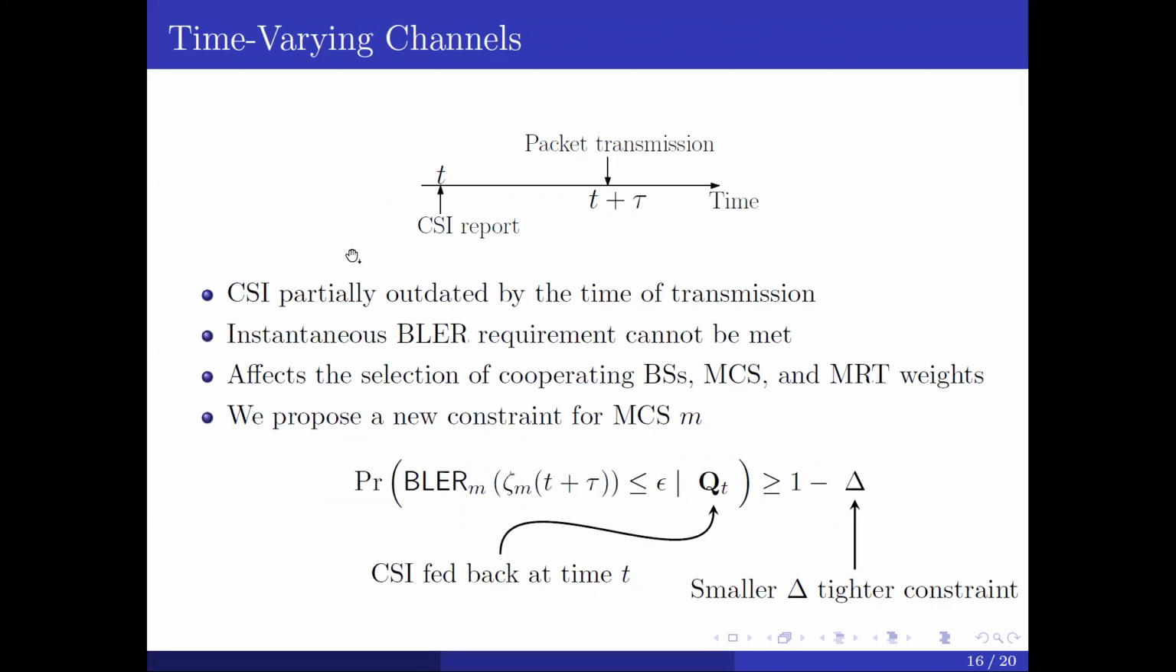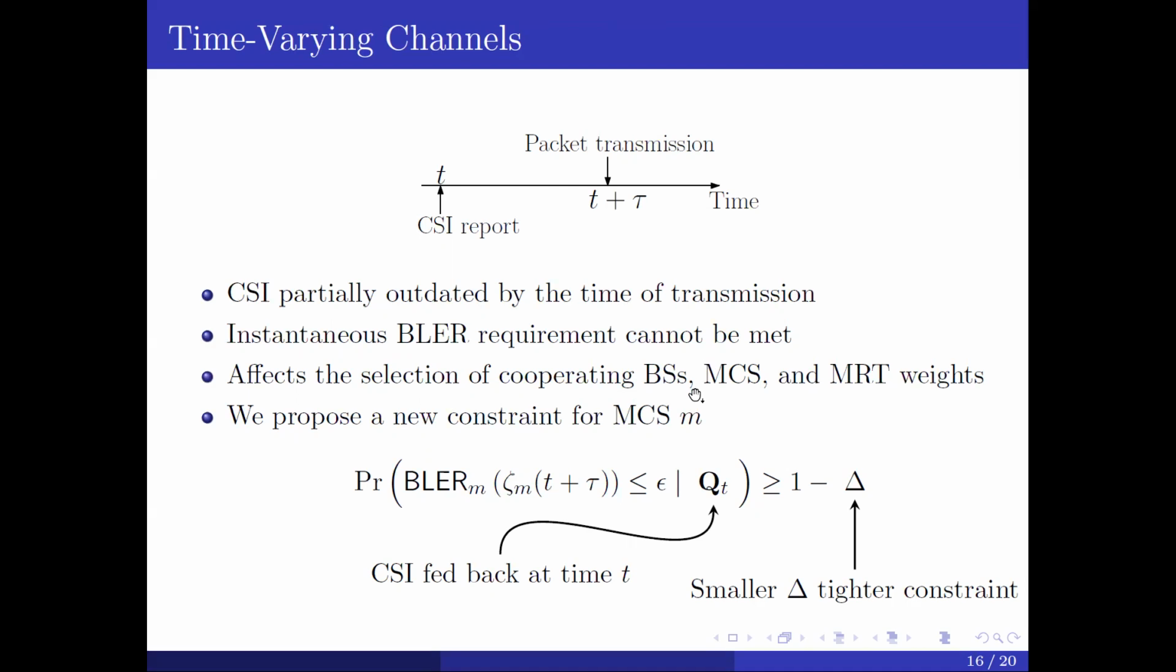Here, the channel state information report comes at time t, whereas the packet transmission occurs at time t plus tau. The channel state information becomes partially outdated by the time of transmission. The instantaneous BLER requirement cannot be met. This is because the controller does not know the instantaneous SNRs from the base stations to the user. It affects the selection of cooperating base stations, MCS and MRT weights, because all of these are dependent on the channel state information. If it becomes outdated, it affects the selection of these things.